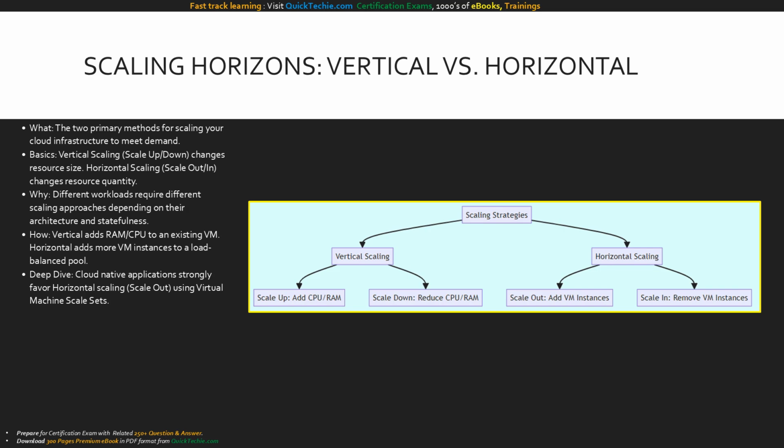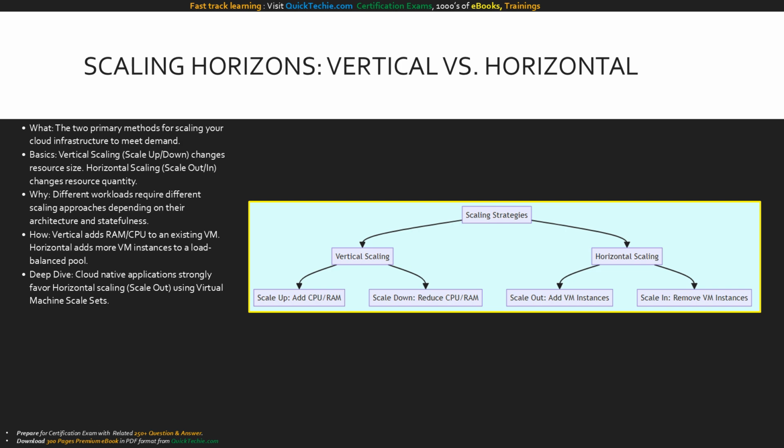However, vertical scaling has limits. Hardware can only get so big, and it often requires a reboot, causing brief downtime. Horizontal scaling, on the other hand, is known as scaling out or scaling in. Instead of making one machine bigger, you add more machines to the pool. If one web server is overwhelmed, you simply spin up 5 more identical web servers and use a load balancer to distribute the traffic among them.